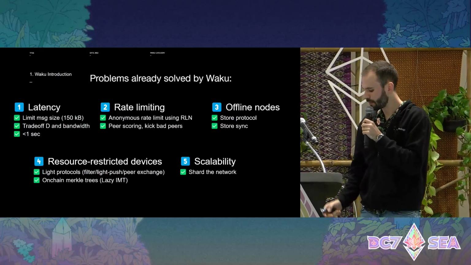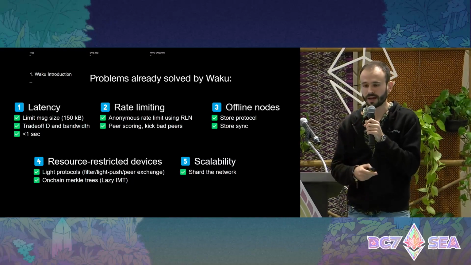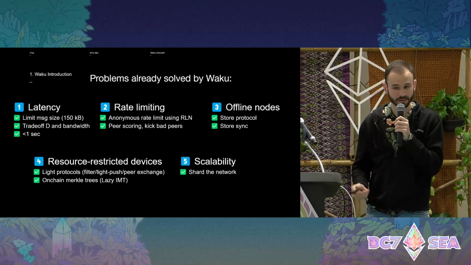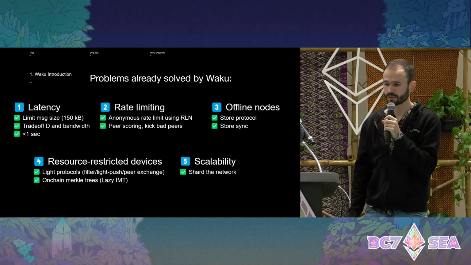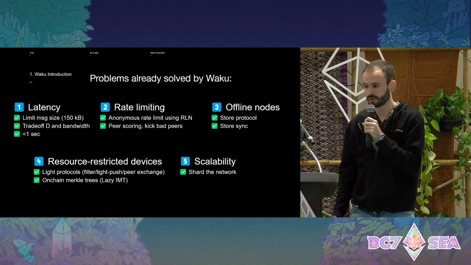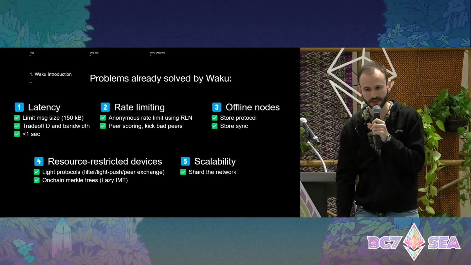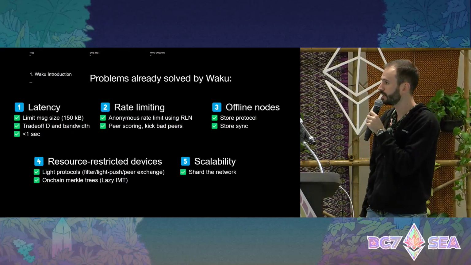So the third problem we have solved is the offline node. So your node could be offline for a few hours, days, minutes, or seconds. And someone may have sent you a message during this offline time. So for this, we have a store protocol and store sync to fetch these messages that you missed while you were offline.